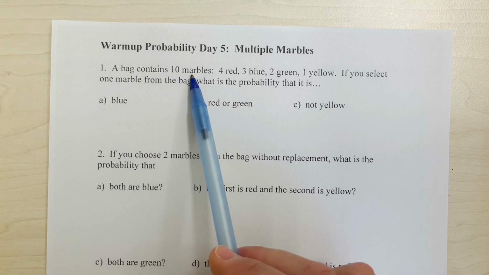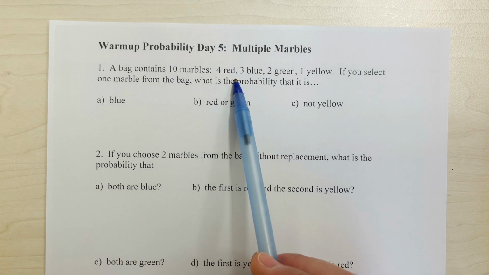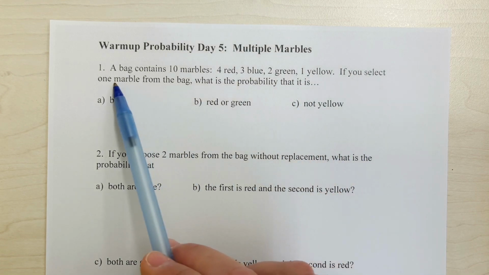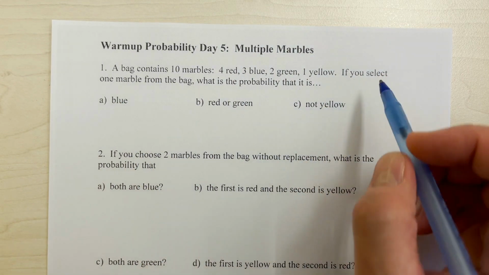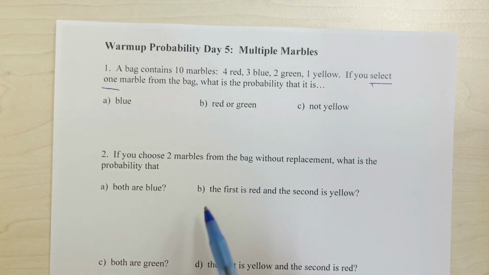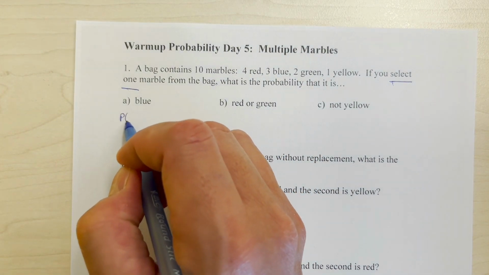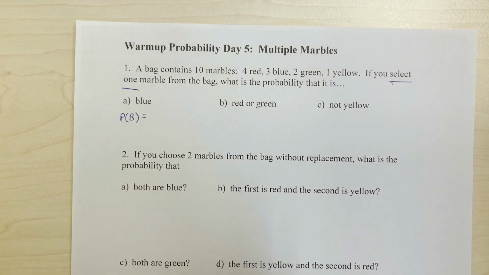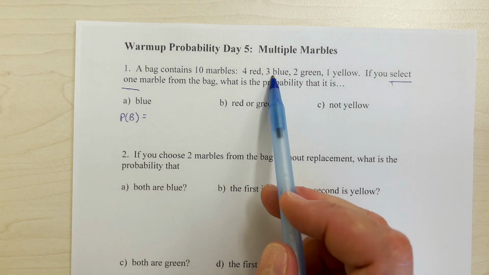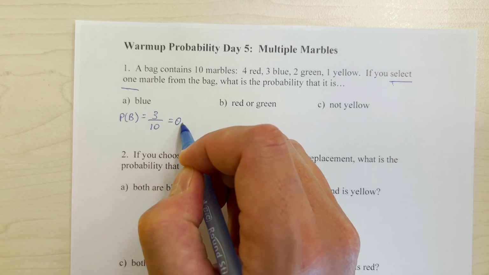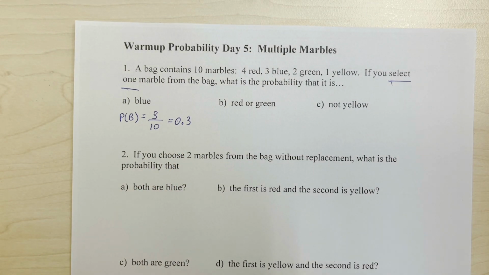A bag contains 10 marbles, 4 red, 3 blue, 2 green, 1 yellow. If you select one marble from the bag, what's the probability that it is blue? Well, probability of blue, we have 3 blue out of 10 marbles, or 0.3.